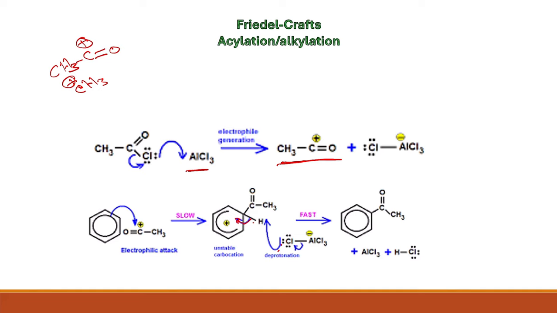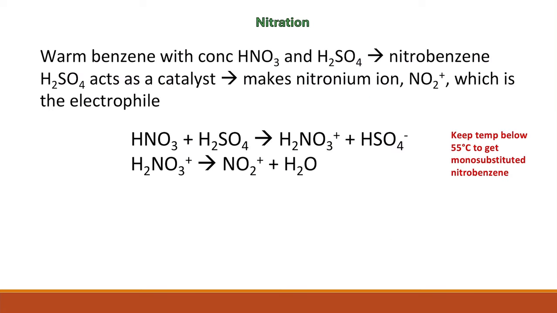If it's going to be alkylation, then you can use an alkyl halide, something like methyl chloride or methyl bromide, for example, with the use of the aluminum chloride. That will give you the product as well, but here the attacking species or the electrophile is going to be an alkyl group with a positive charge.